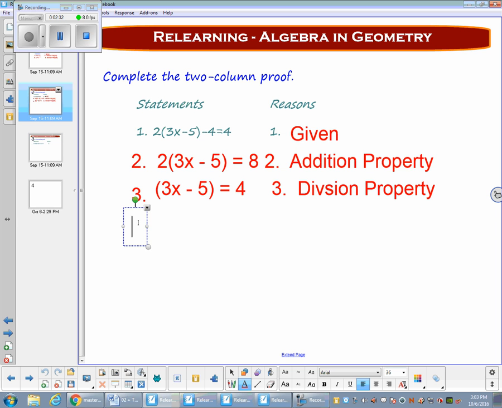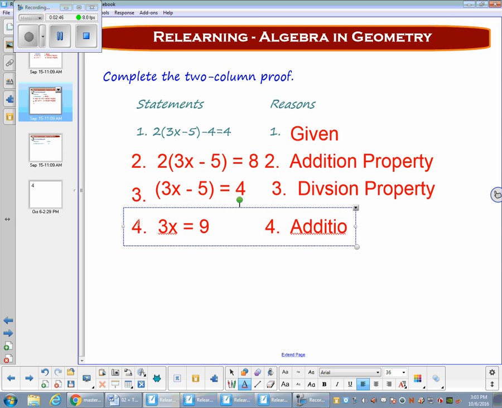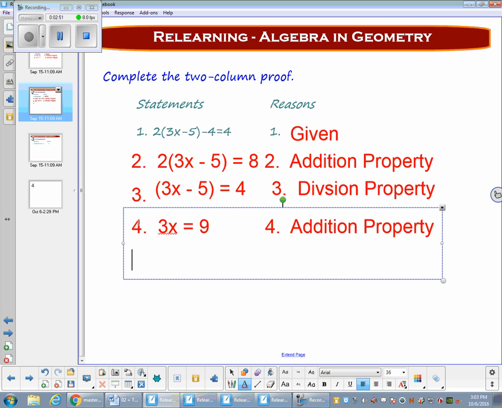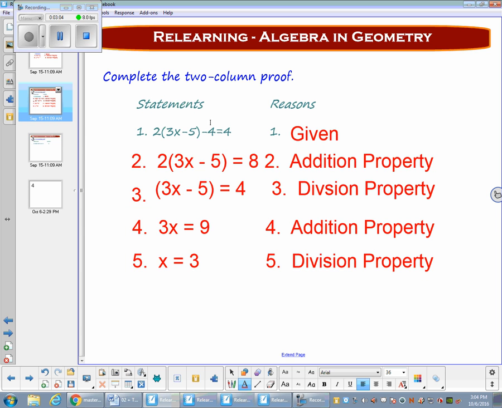Now we're left with our fourth step. We really don't need parentheses, and we can just add 5 on both sides. So 3x is equal to 9. So I'm adding 5, so that's the addition property. And then the last one, we divide by 3 on both sides, so x equals 3. And that's just the division property. So that's how I do it. You might do it differently, but there's many ways that would be correct.